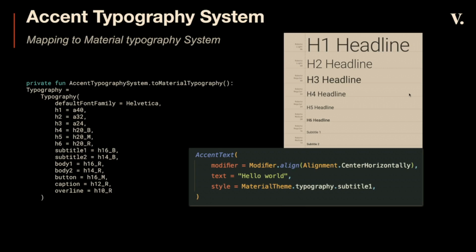Similarly to colors, here we're mapping from accent typography system to material type scale. This extension returns an instance of the class typography that represents the material scale of typographies. So this definition will provide the default text styles for any text in the app that didn't have an attributed text style. So in another example of usage, here we can see that we're using material theme instead of accent theme. So we said that we can use both.